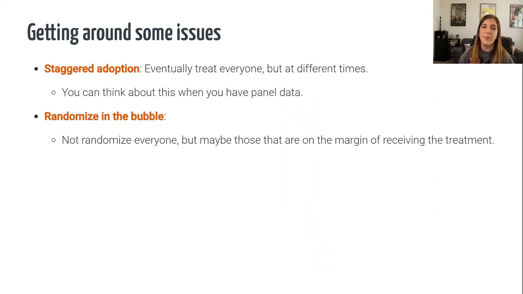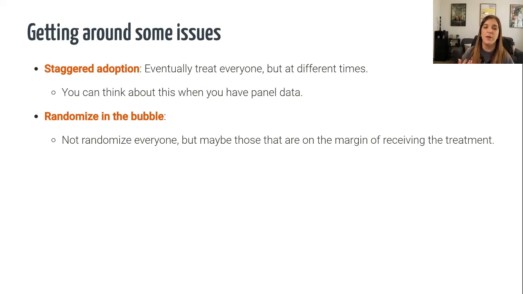Getting around some of these issues, especially the unwillingness to randomize, the first one is taking up a staggered adoption. So it's similar to the example that I gave for the Young-Henry effects. Eventually you propose to treat everyone, but at different times.